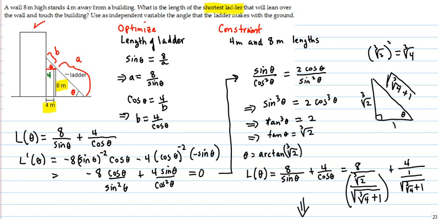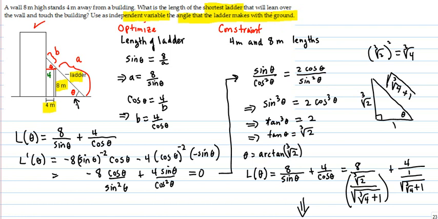So visualize this ladder moving closer in toward the wall or farther away. And so what is the length of the shortest ladder that will lean over the wall and touch the building? They tell you to use as the variable the angle the ladder makes to the ground. They didn't actually have to tell you that, but they did. So we'll use it. So this is your angle, theta.